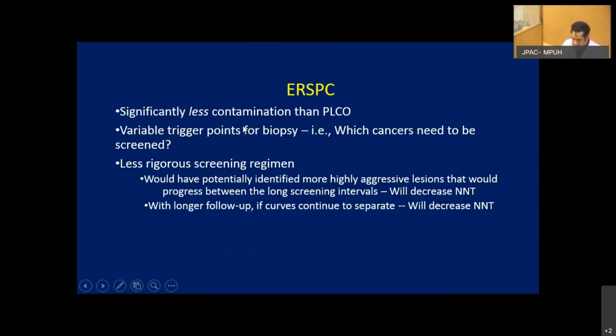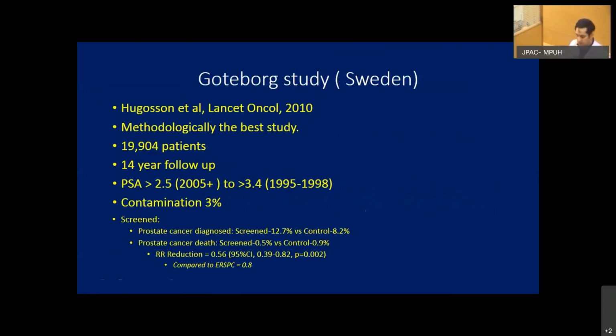So there was much less contamination than PLCO, but the flaw was that there were variable trigger points for biopsy. Since it was a 7-country trial, all the countries had adopted different protocols initially. Secondly, there was a decrease in mortality in 2 countries. There was no decrease in mortality in 3 countries. And in 1 country, because of very small data, the data was quite inconclusive. So when they compiled the data, only then did they do the analysis, and then this thing happened.